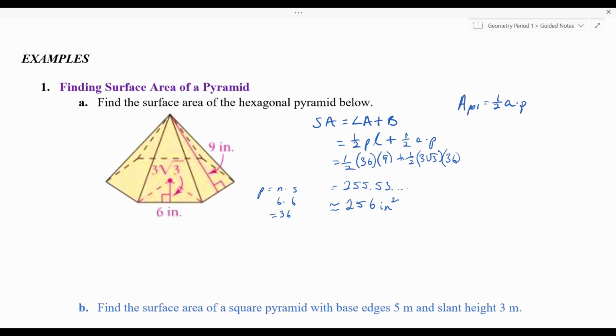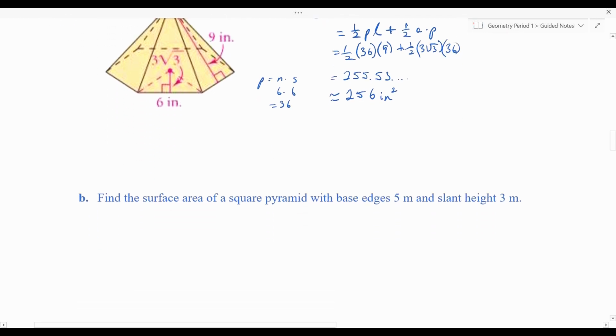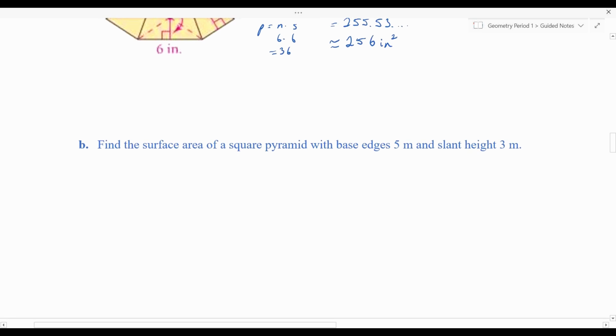Okay? Now, part B is yours. And it goes like this. Find the surface area of a square pyramid with base edges 5 meters and slant height 3 meters. See what you get and compare it to what I get after the little pause. And good luck to you.